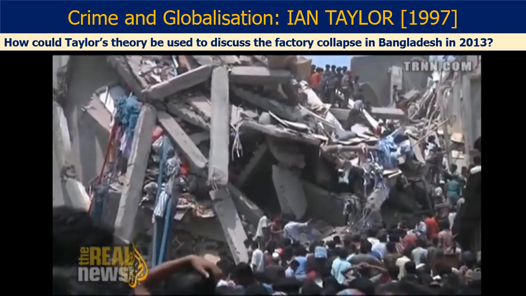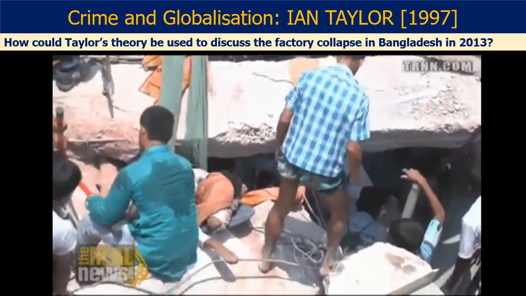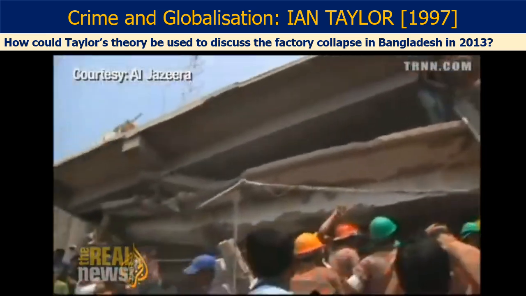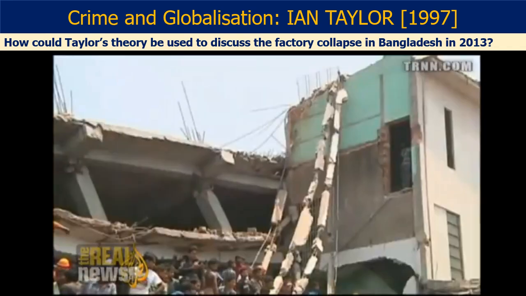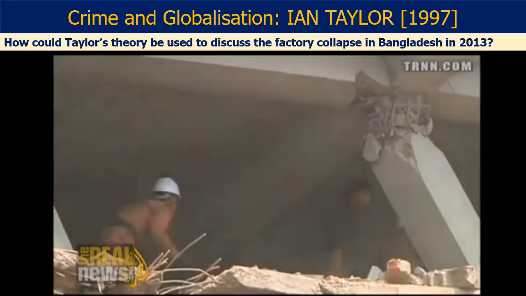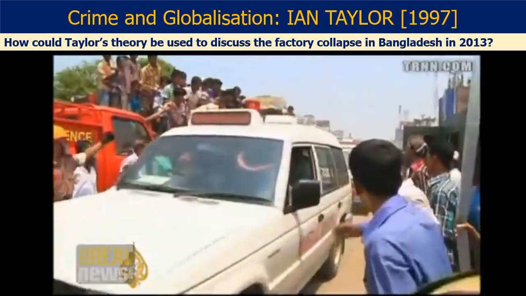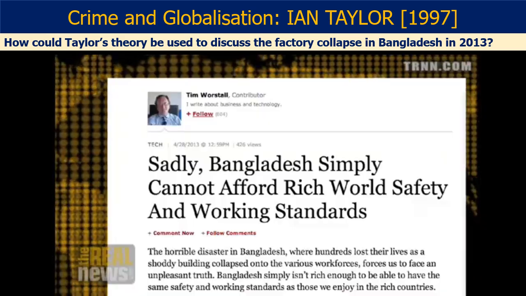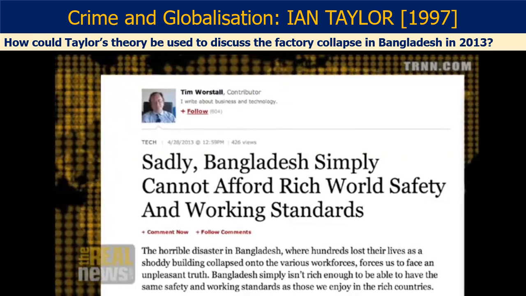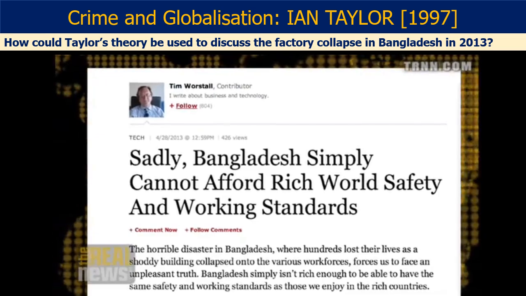More shocking details surrounding the collapse have come to light, further enraging garment workers and their supporters. According to reports, it was known that the illegally built structure was unsafe. Shop workers on the first floor of the building had been evacuated. Garment workers were pressured to stay on the job. The incident has elicited a wide range of responses in the United States. Forbes contributor Tom Worstall writes, "Sadly, Bangladesh simply cannot afford rich world safety and working standards."